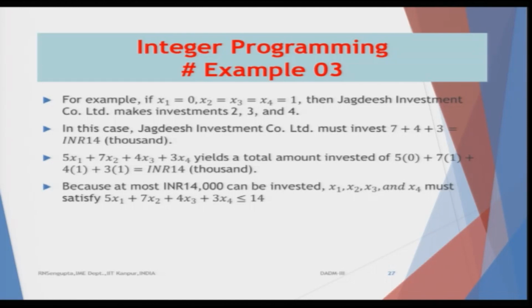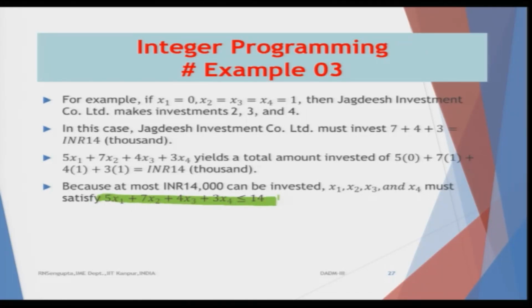So, these 0 and 1 are the corresponding integer values you are getting. 7 into 1 plus 4 into 1 which is for the third one, and the last one is 3 into 1 which is for the fourth one. So, the total value of investment which is coming out from your pocket is 14,000, and the total value available is 14,000 in this example also. So, if I formulate, the constraint becomes 5 x1 plus 7 x2 plus 4 x3 plus 3 x4 is less than or equal to 14.